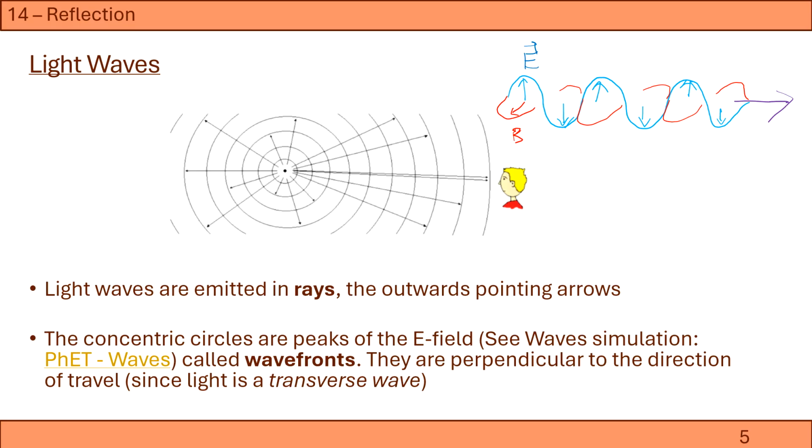A lot of the time it's really just a point source of a bunch of light. So imagine the sun or a light bulb, it's going to emit light in all directions, and that's what we're using these concentric circles to represent. Each circle is like a peak in the electric field, and these arrows are rays, light rays, where the light is traveling outwards from the center.